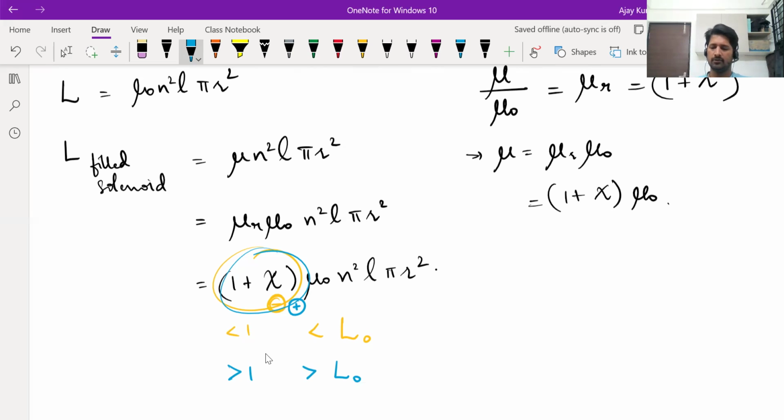Any doubt in this, all of you? Hope you understood why inductance depends on material. Of course, it depends on geometry because flux is field into area. Area depends on geometry. The field produced also depends on geometry.